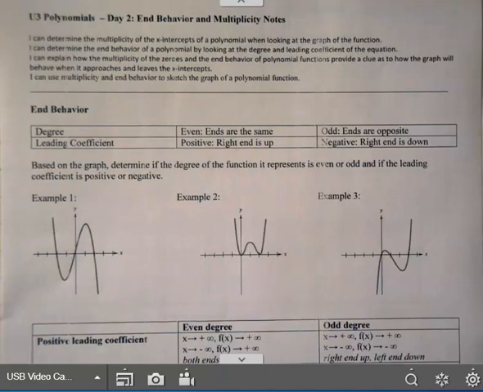Today we're going to look at end behavior, and that's what the graph does at the ends. So as x goes to positive infinity, or right forever, and as x goes to negative infinity, so as x goes left forever, what happens at the ends of the graph?